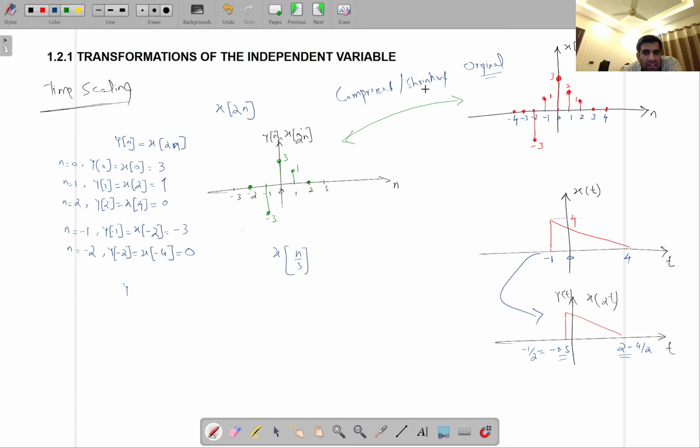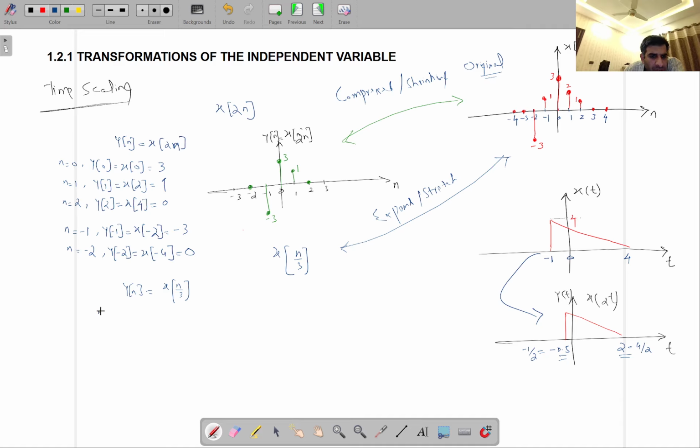If this one is compressing or shrinking, this particular one should actually expand or stretch this particular signal. How many units? 3 units. So this should be stretched 3 times if I perform this particular transformation. But what we can do is we can have a mathematical background over here. So again, if I write y of n is equal to x of n upon 3, let's try a few values.